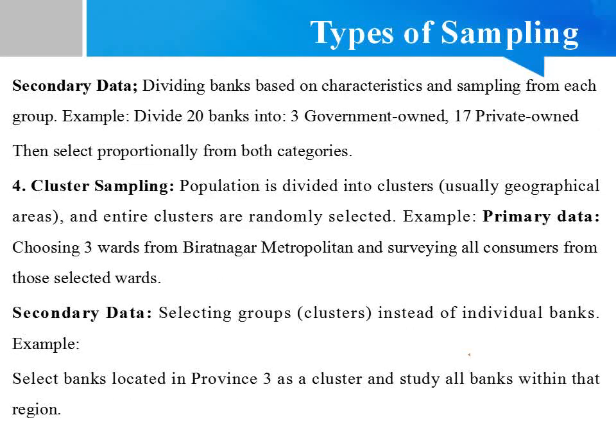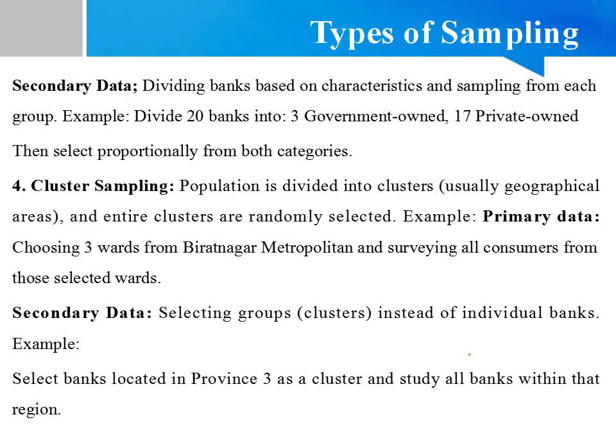Secondary data. Dividing banks based on characteristics and sampling from each group. Example: divide 20 banks into 3 government-owned and 17 private-owned. Then select proportionally from both categories.